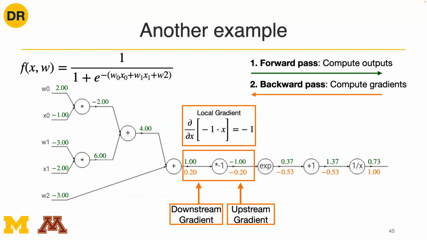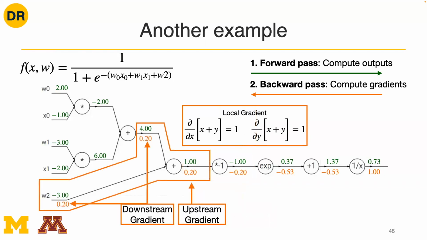If we go one step further, we have this negative 1 multiplied by x. The derivative of this local function, negative 1 times x with respect to x, is going to be negative 1. So to calculate the downstream gradient, we take our upstream gradient, which was negative 0.2, multiply it by this local gradient of negative 1, and we now have positive 0.2 as our downstream gradient. And then it gets slightly more interesting.